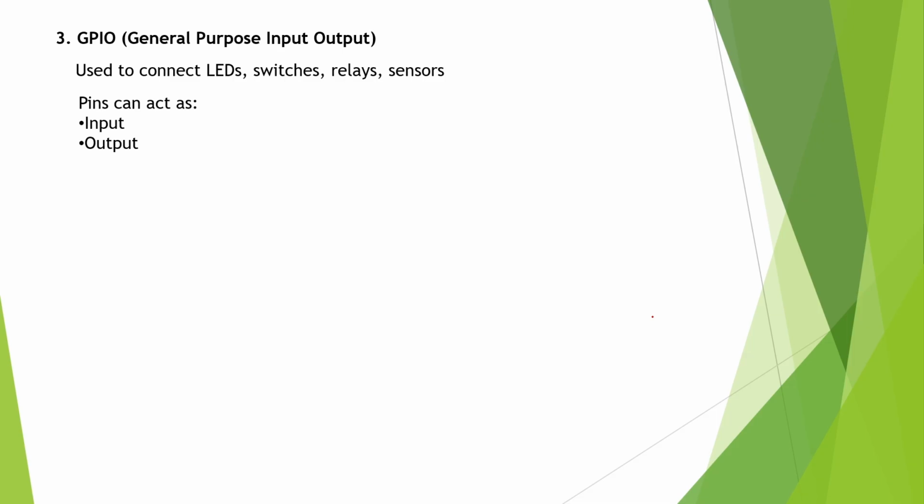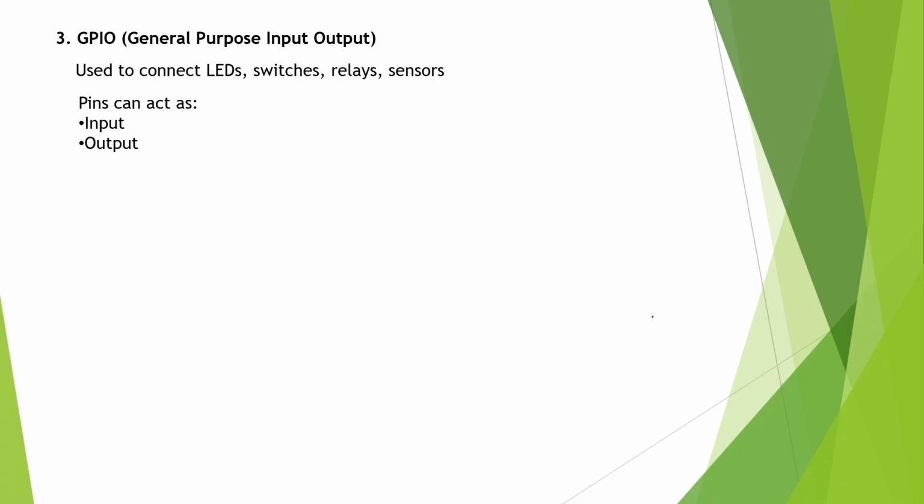Suppose you want to blink an LED, then the GPIO pin will be configured as an output pin. Suppose you want to control switches or relays, the GPIO pin will also be configured as output. But in the case of sensors, the GPIO pin has to be configured as input.